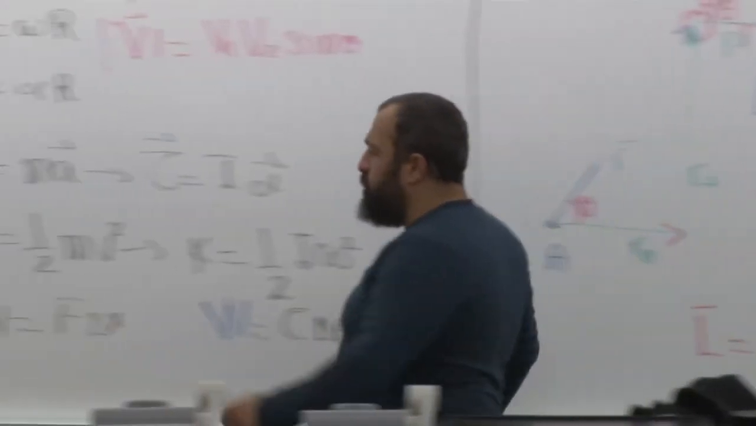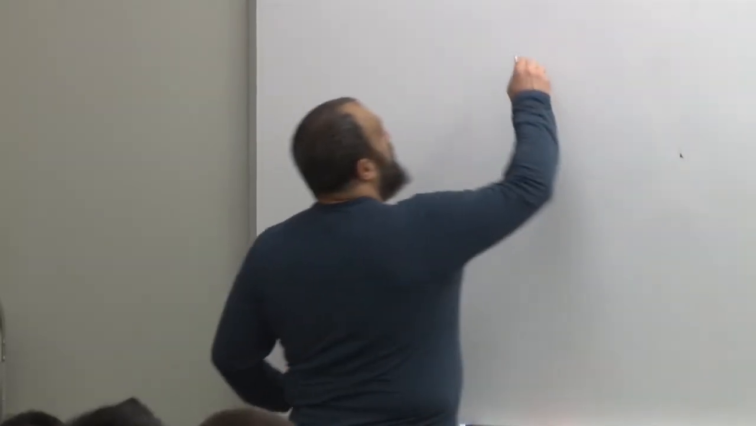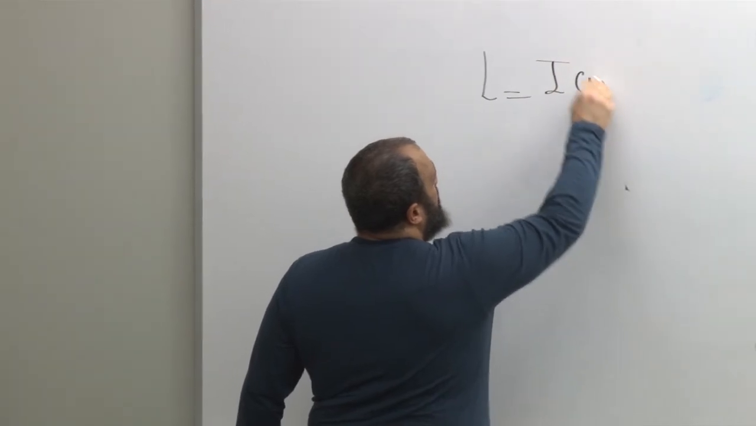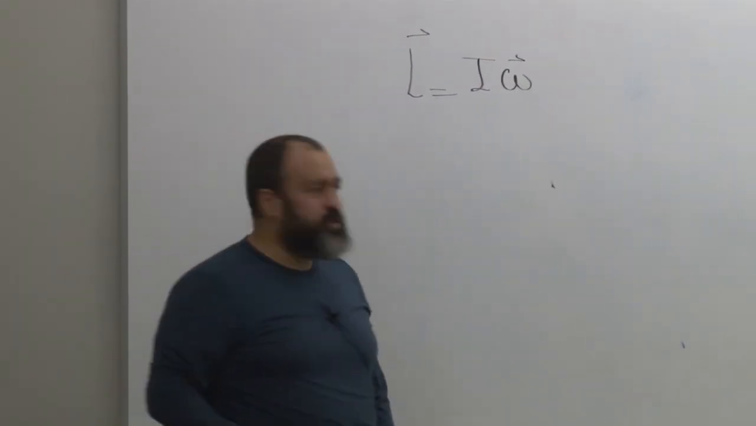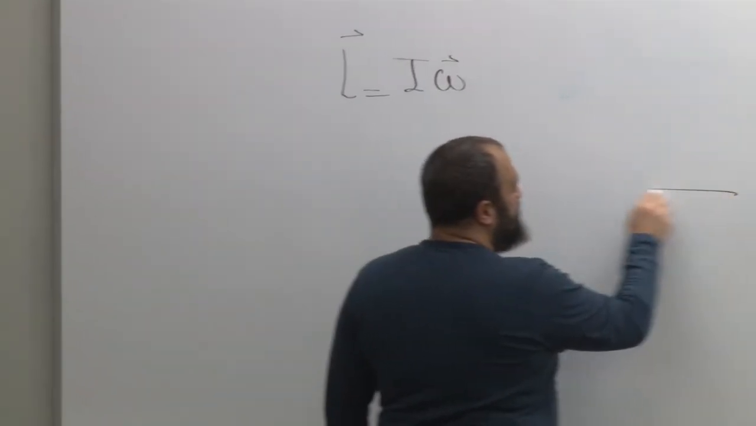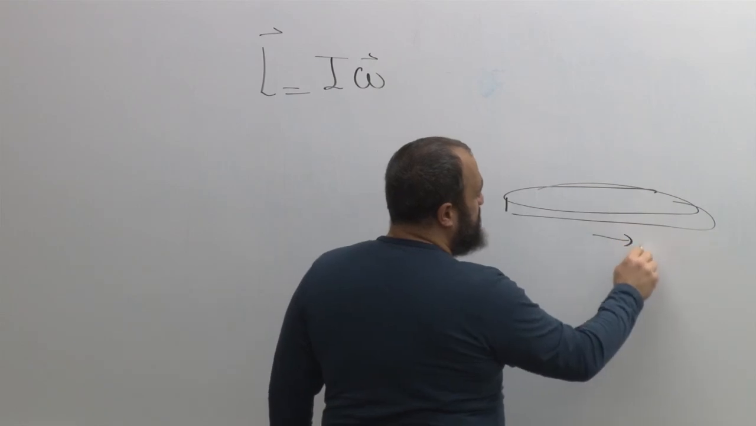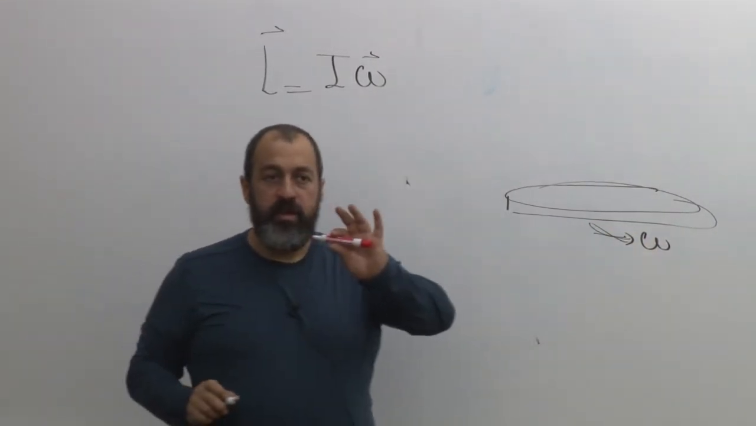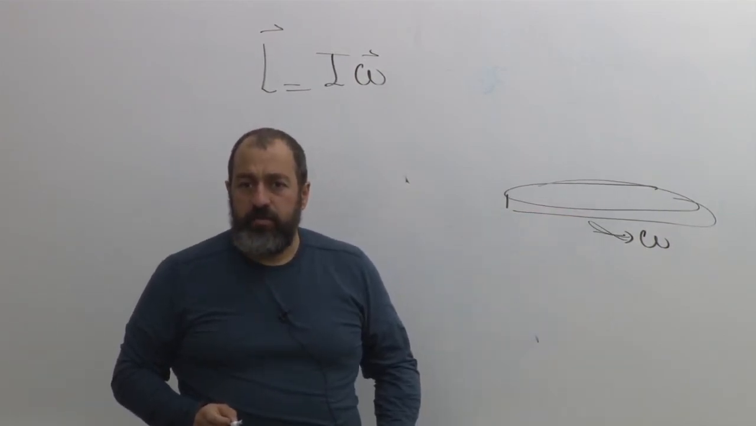Before I let you go, please pay attention here. L equals I omega. As a vector, which way does it point? I've got a disk spinning at angular frequency omega. Omega is obviously a vector. Which way does it point?